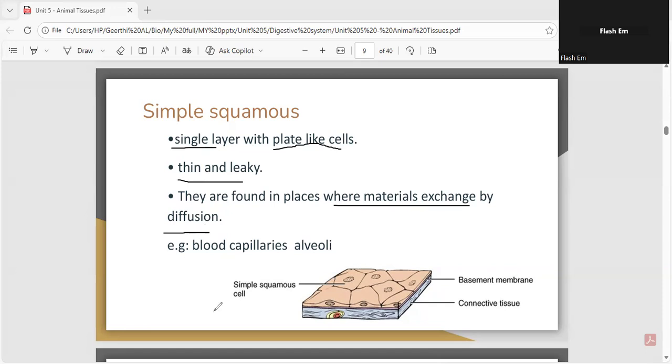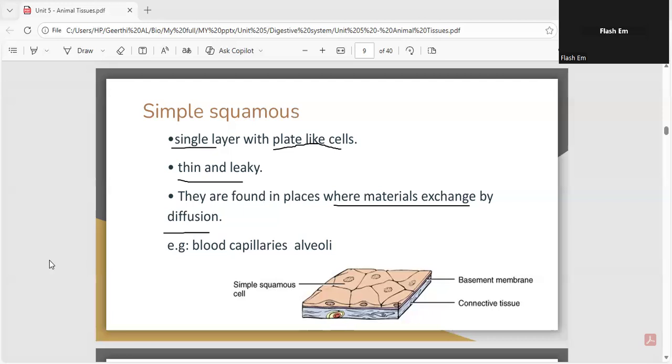Blood capillaries and alveoli. If you write the essay points, sometimes you will be needed to draw them. Whenever you draw a diagram, don't forget to label it, because if you don't label it, you won't get marks for the drawn diagram. Here the basement membrane is connective tissue, where this epithelial tissue gets nutrients and oxygen, and the nucleus is present here. That's what we have to draw. Okay.